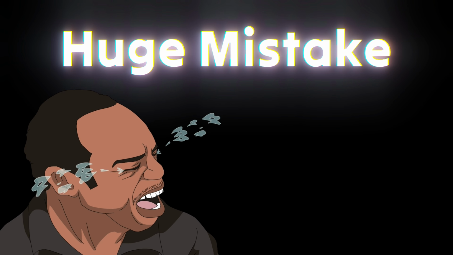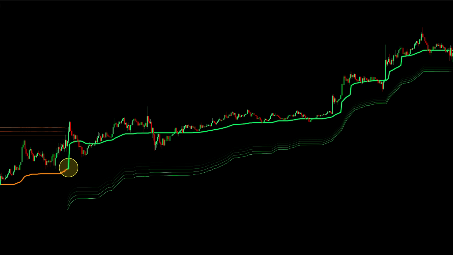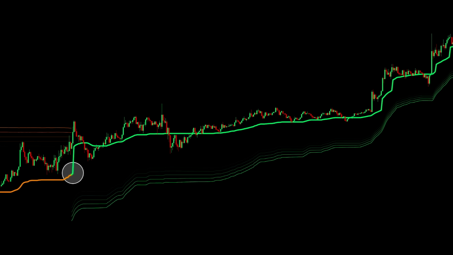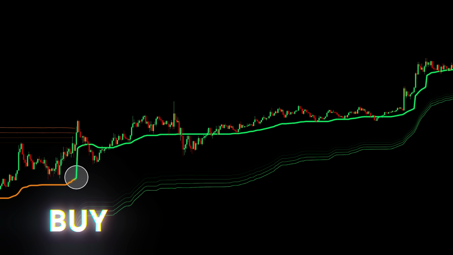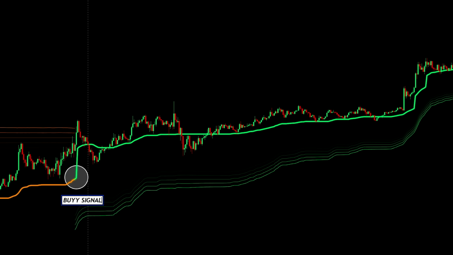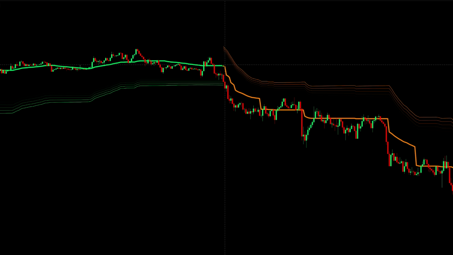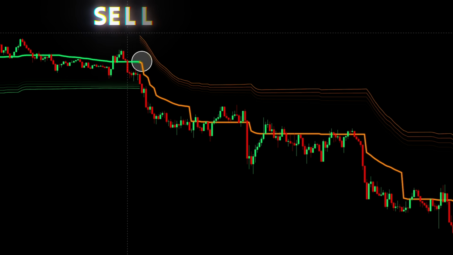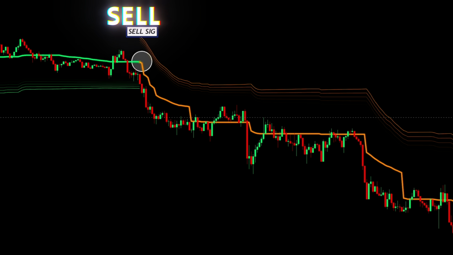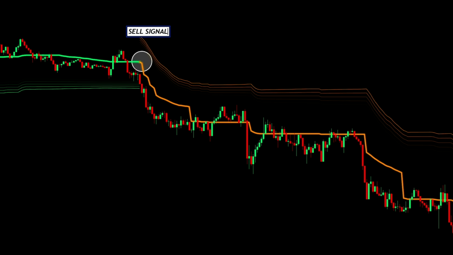Now, here's where the beginners make a huge mistake. They look only at the trend line. When it flips green, they buy. When it flips red, they sell. And yes, this works in a clean trend, but markets do not trend most of the time.